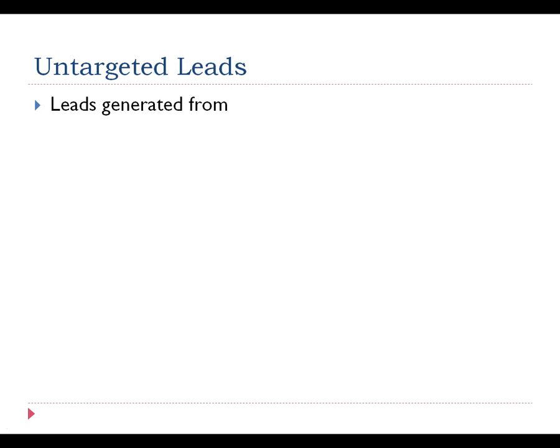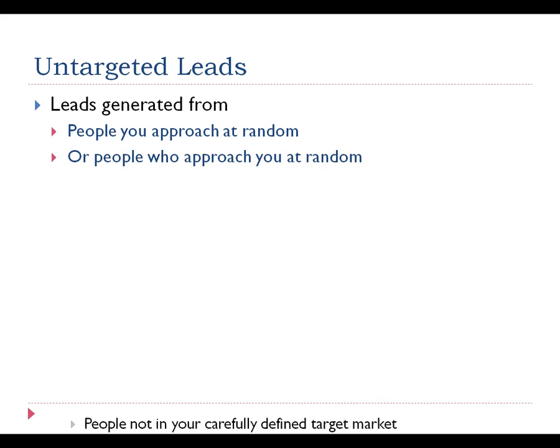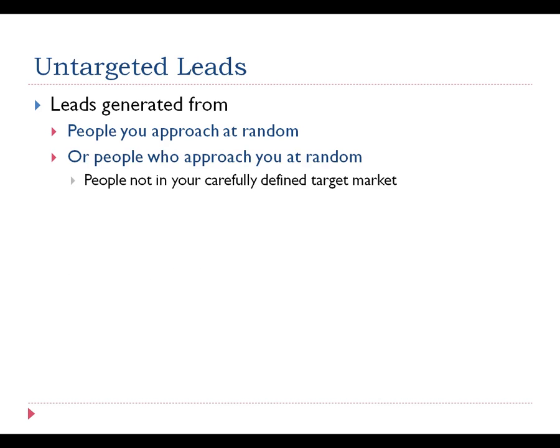So what are untargeted leads? Untargeted leads are leads generated randomly. So they're leads generated from anywhere. Maybe people you approach at random, or people who approach you at random. Basically, untargeted leads are leads coming to you, but not from your target market. They're not from your defined target market.